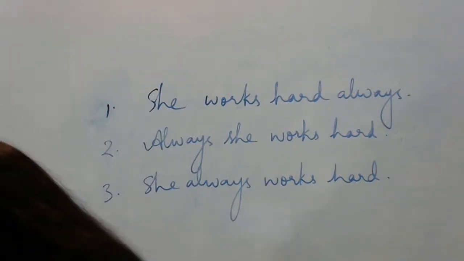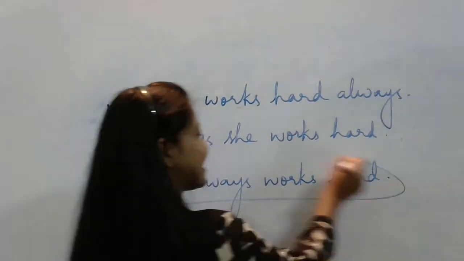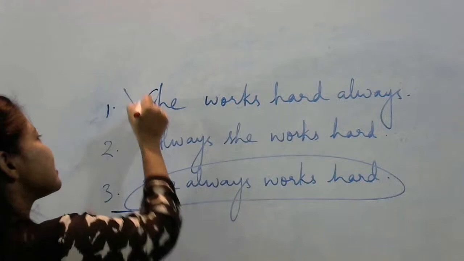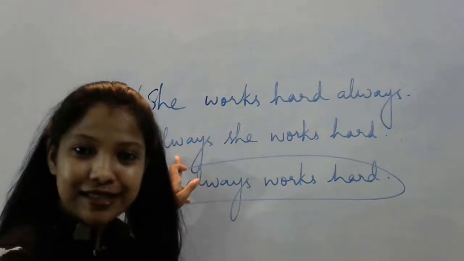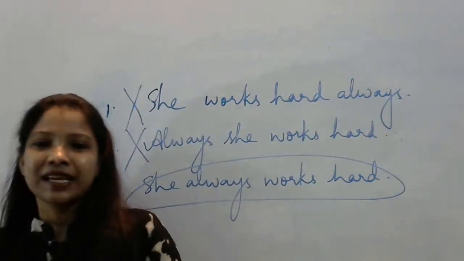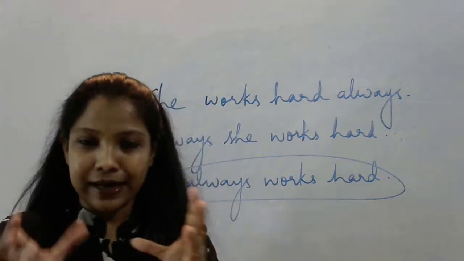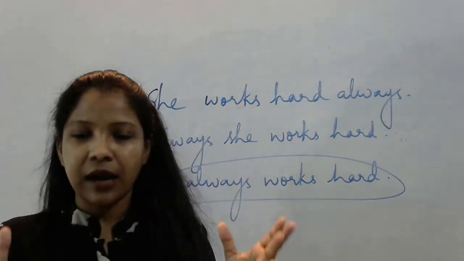Fine. Now let me tell you that only number 3 is correct. These 2 sentences are incorrect. We do not use always in the beginning of the sentence. We don't use it at the end of the sentence. Now, let me give you a relevant clue. Why do you need this?